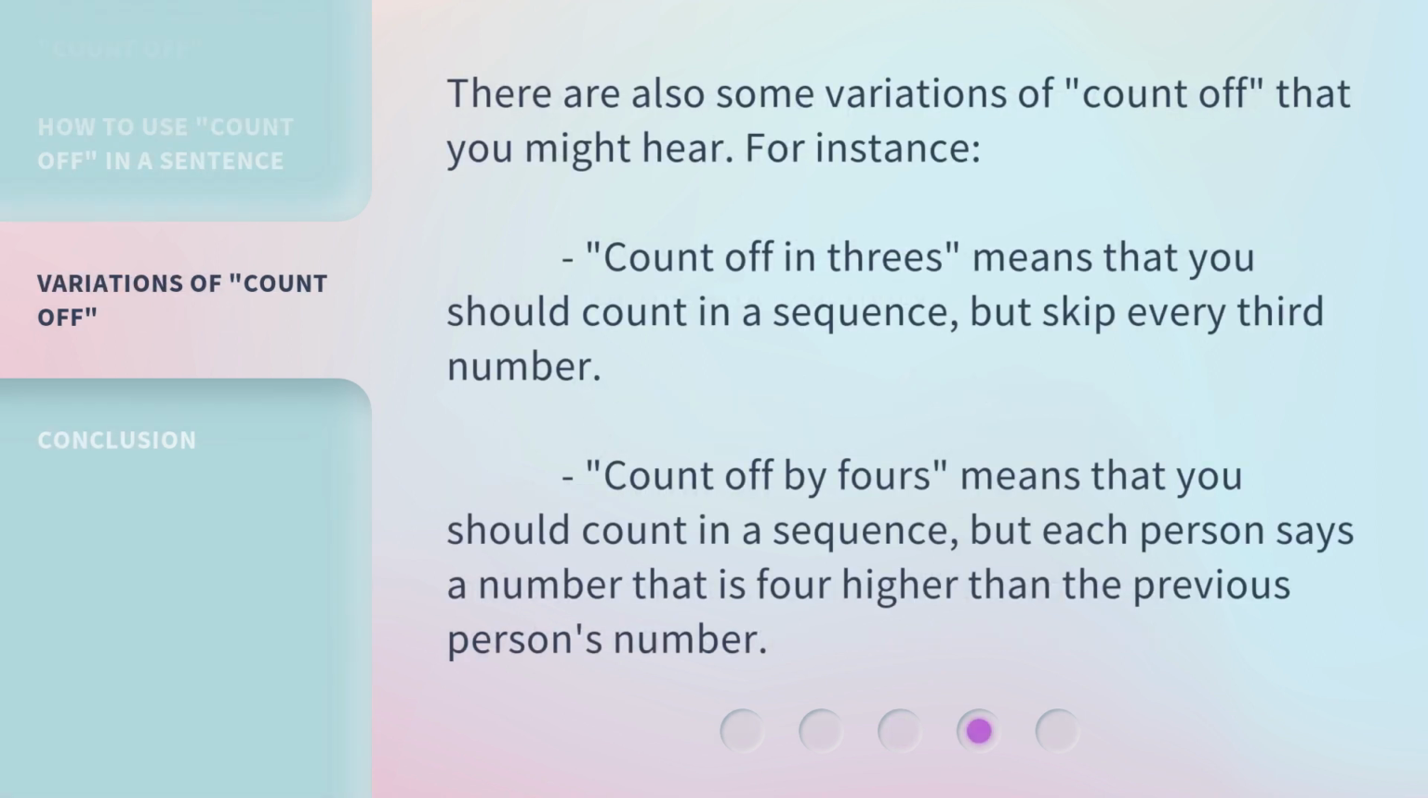There are also some variations of count off that you might hear. For instance, count off in threes means that you should count in a sequence, but skip every third number. Count off by fours means that you should count in a sequence, but each person says a number that is 4 higher than the previous person's number.